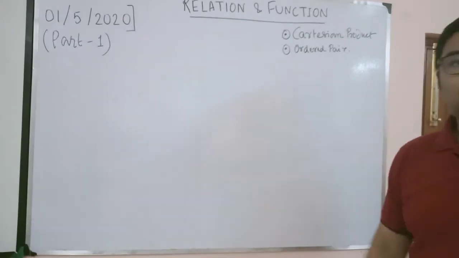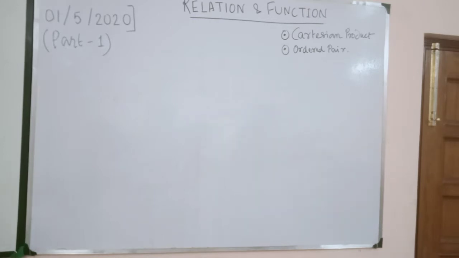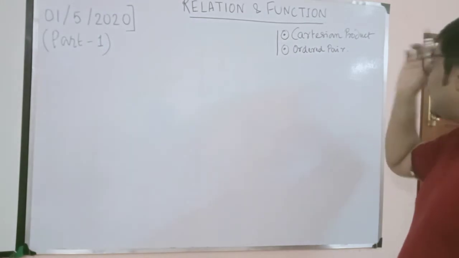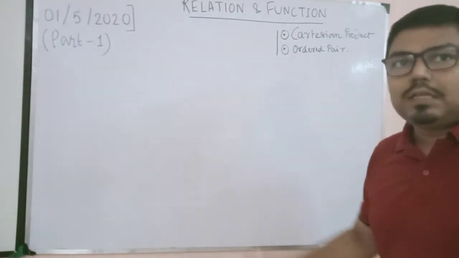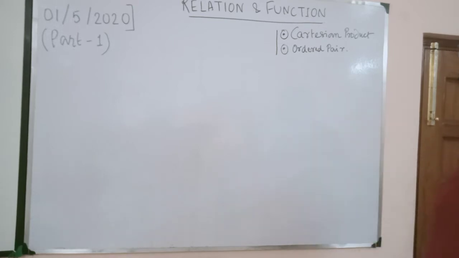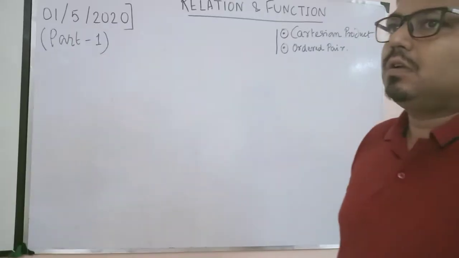So that we start today. It's the first video. We will see part 1 of it, and the topics we are going to learn are the Cartesian product and the ordered pair. These are actually the basics. Before learning relation and function, we need to know this, otherwise it will be difficult for us. So let us cover this part, and after that, if we have some time, we can always get into relation and function.